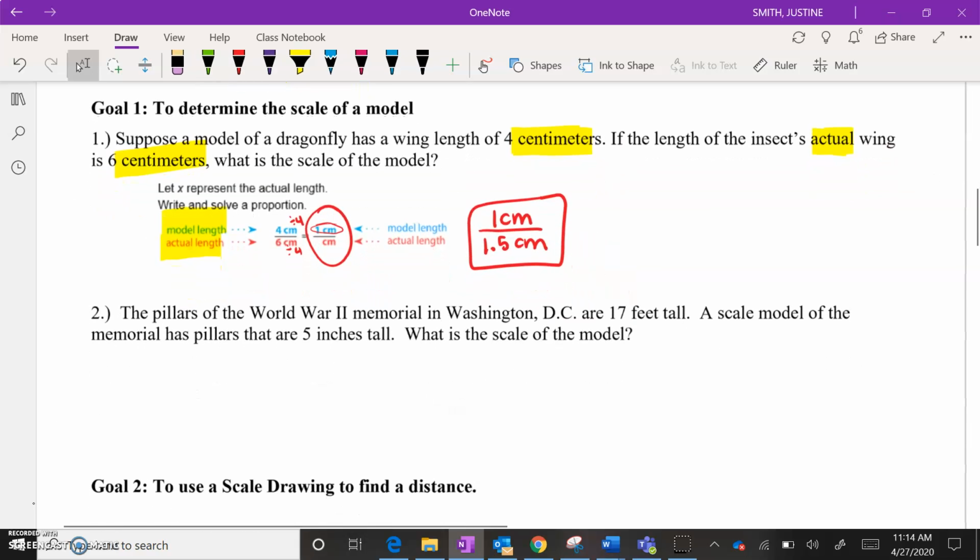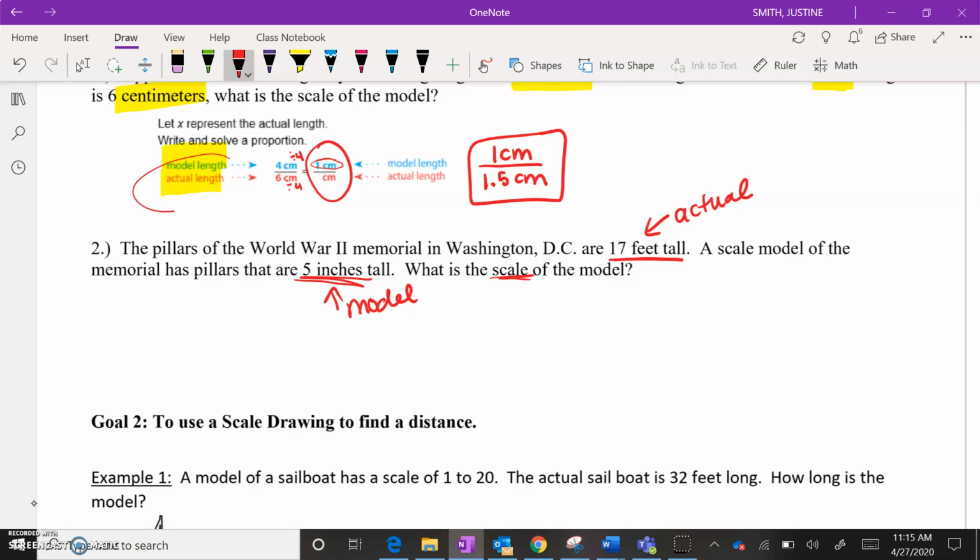For example, the pillars of a World War II memorial in Washington, D.C. are 17 feet tall. So this is the actual memorial. The scale model of the memorial has pillars that are 5 inches tall. So this is the model. And they want to know what's the scale. You always do the model over the actual. It's always model over actual.